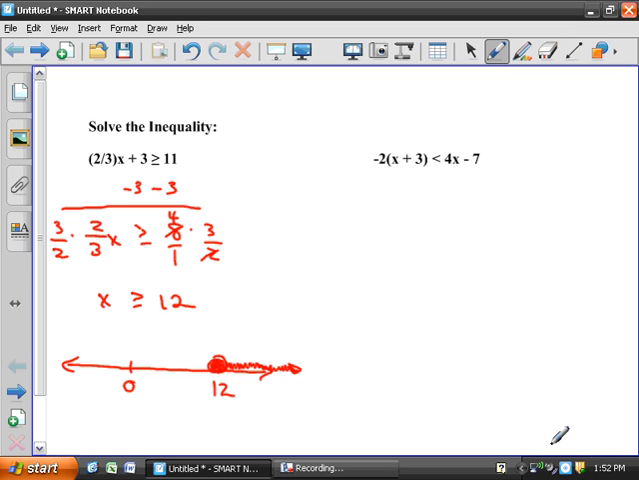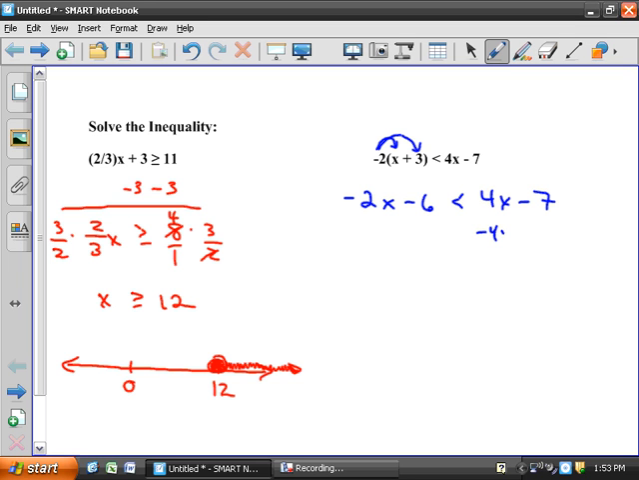The next one has, I don't know, a little bit more sophistication, if you will, but it's not really any harder. The only thing that's different about this inequality is I have to distribute my negative 2. When I do, I have negative 2x minus 6 is less than 4x minus 7. Now, I choose to add 2x to both sides of this inequality. I could subtract 4x. Actually, you know what? I will do it that way.